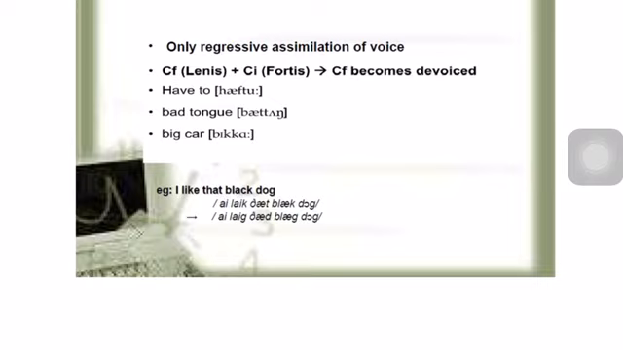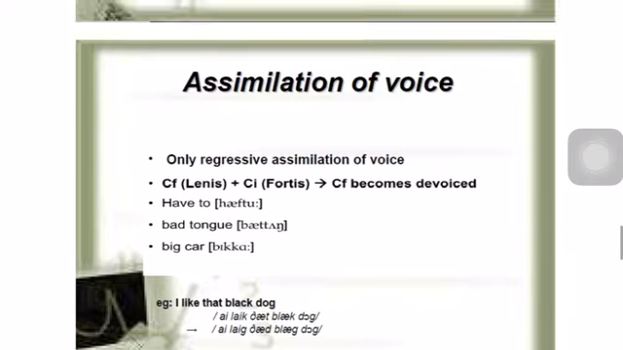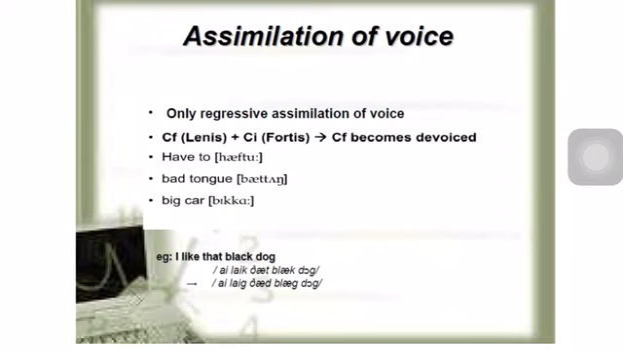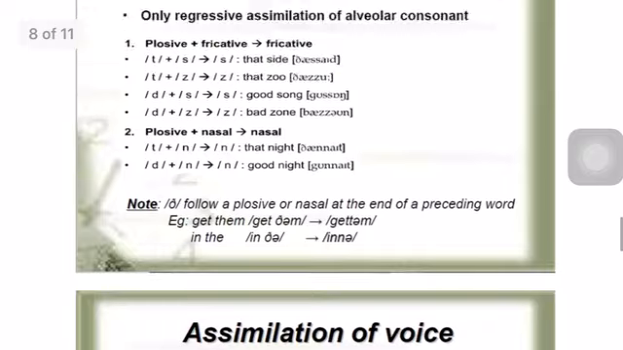So this is what we have for assimilation of voicing. Usually we change the voiced into voiceless, but we also have some cases where we change the voiceless into voiced. As I said earlier, you only need to memorize a single example for each case. So by this we end our discussion.